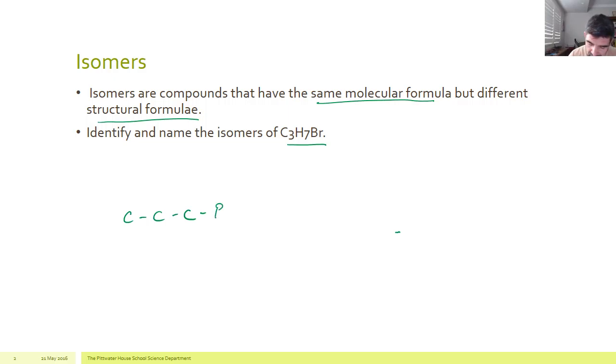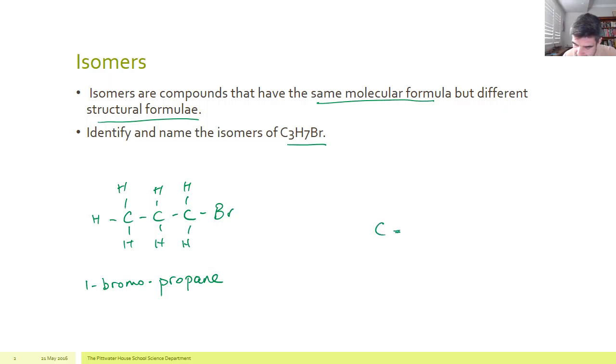Let me put the bromine on the end, and then I should have 1, 2, 3, 4, 5, 6, 7. So 7 hydrogens are in these positions here. What would I name this particular compound? Well, it's 3 carbons, so therefore it's going to be propane, no double bonds. The bromine is either on the 3rd carbon or the 1st carbon, and the rule is smallest number. So this would be 1-bromo propane.